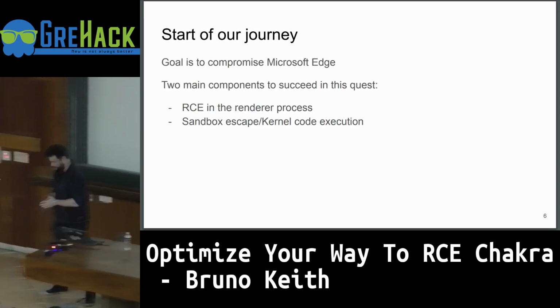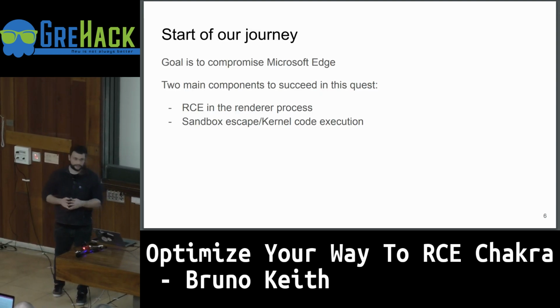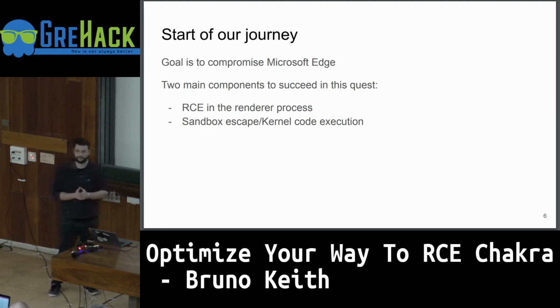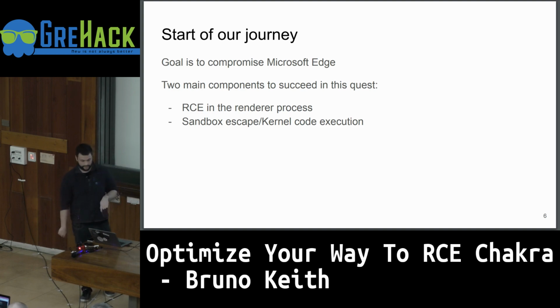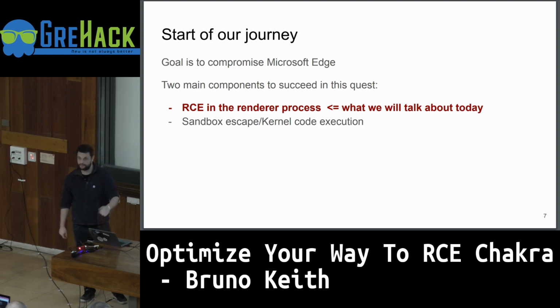So the attacker's perspective, the start of our journey. Basically we set out with one goal, which is we want to compromise Microsoft Edge, which is the default browser on Windows 10 today. And there are two main components to succeed in this quest. First of all, we need remote code execution in the renderer process, so the process that's responsible for your web page. And then you need either a sandbox escape or go directly into the kernel. And today we'll be strictly focusing on the RCE part.